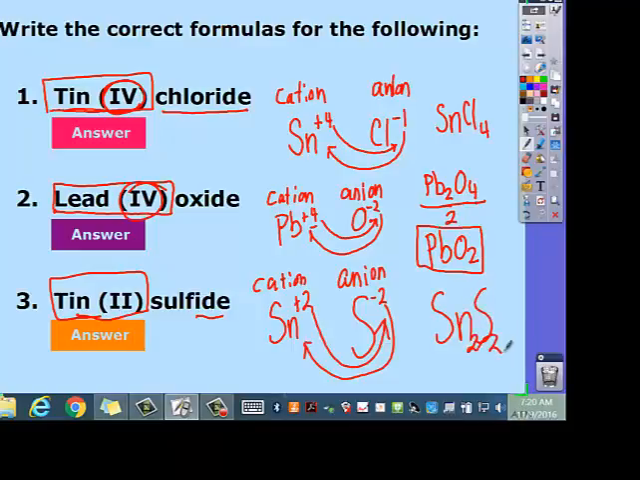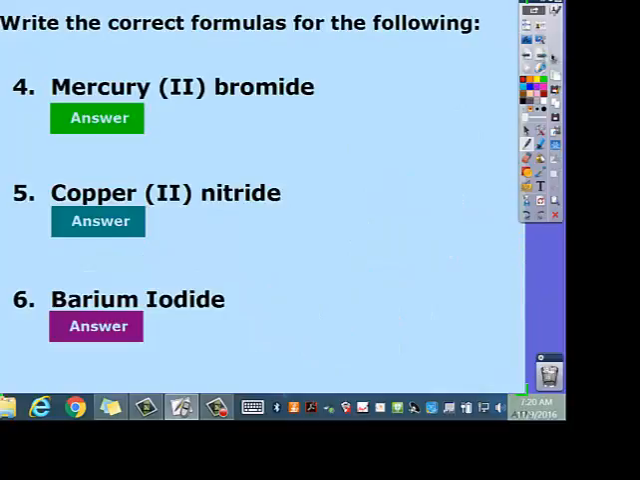So my formula will be Sn2S2. Now I'll have a 2 and a 2. Now can I simplify the 2? Yes, so you can divide them by 2, each of them. And so the actual formula is going to be SnS. Sorry, I ran out of room. Okay, pause the video now, and I'm going to go through these next 3 quickly and try them on your own. Try to do the next 9 on your own.